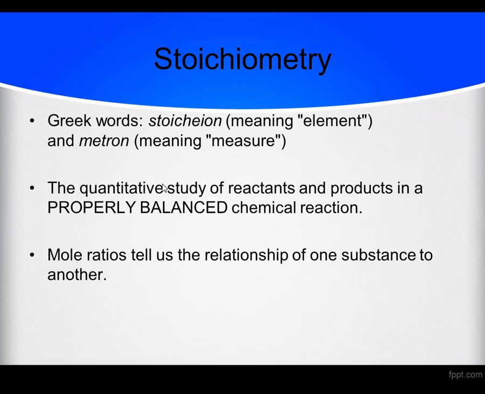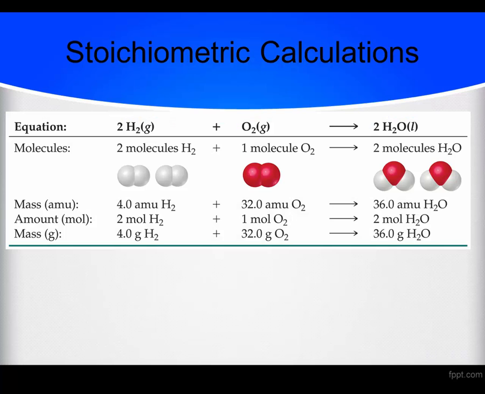Mole ratios help to tell us the relationship of one substance to another. We're going to talk about it. But we can see a couple of things from this equation. There's a couple of meanings that we can take from it. We could take the meaning that's right down here, that 2 molecules of hydrogen plus 1 molecule of oxygen makes 2 molecules of water.